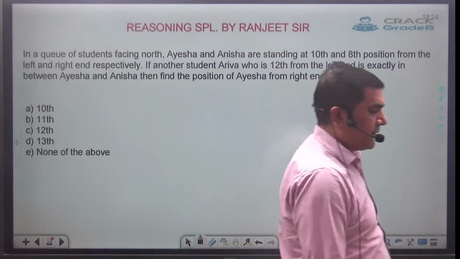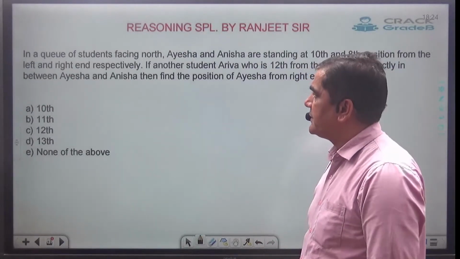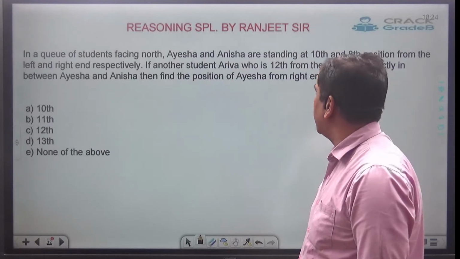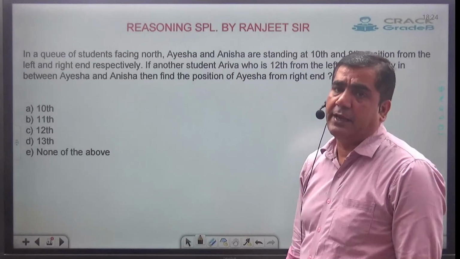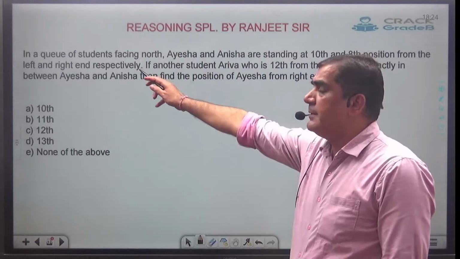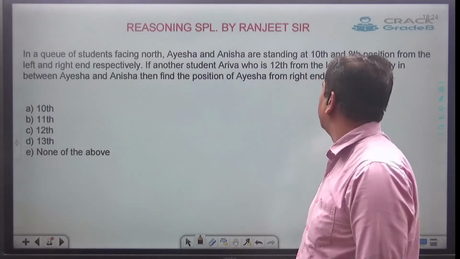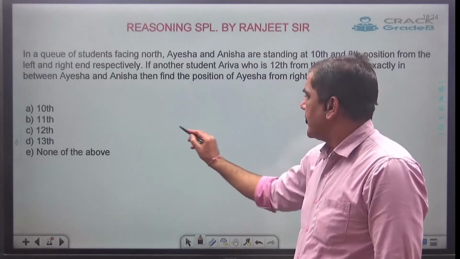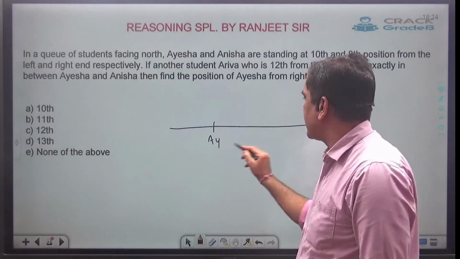Let's go with another one. See here they are saying in a queue of students facing north, Aisha and Anisha are standing at 10th and 8th position from the left and right respectively. Respectively means Anisha has to be at the left and this has to be right. Okay, let's start. They are saying Aisha and Anisha.